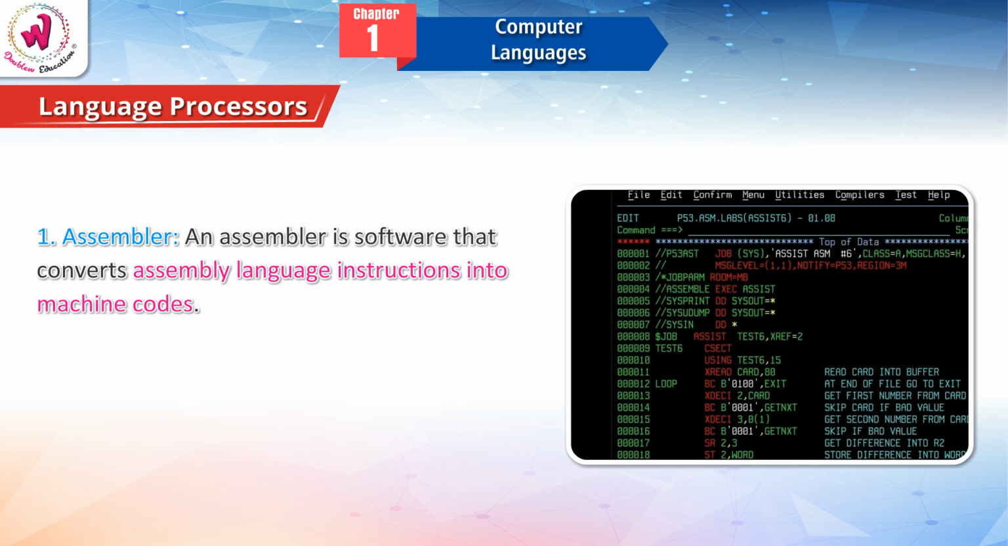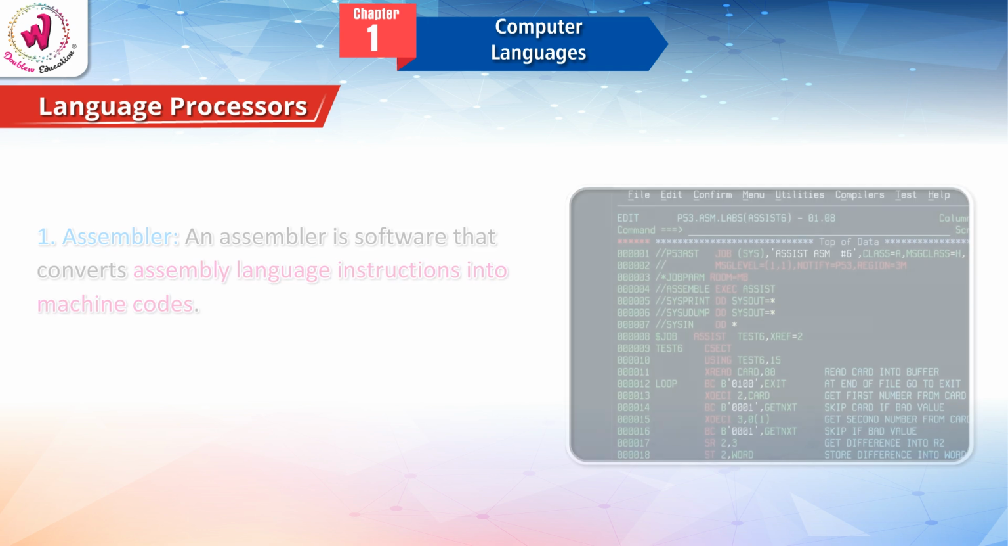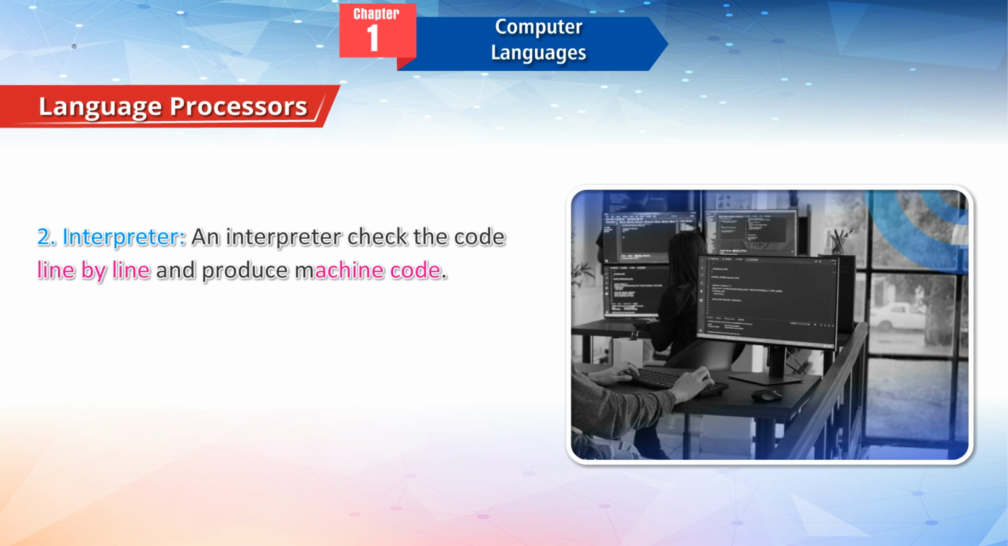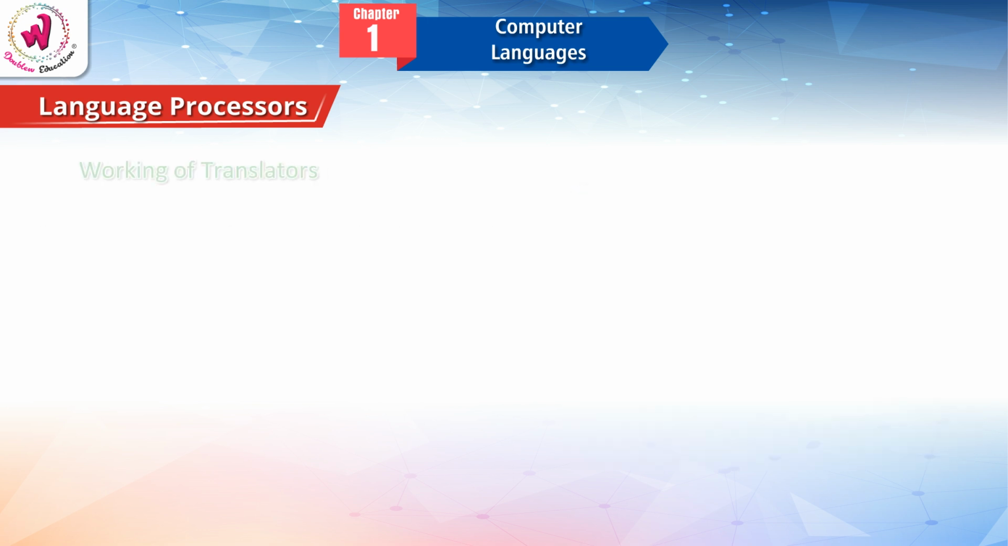1. Assembler. An assembler is software that converts assembly language instructions into machine codes. 2. Interpreter. An interpreter checks the code line by line and produces machine code.